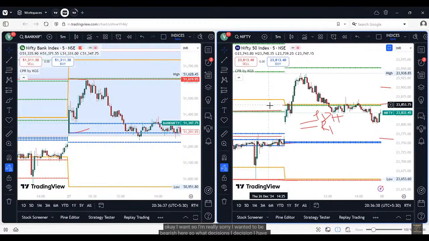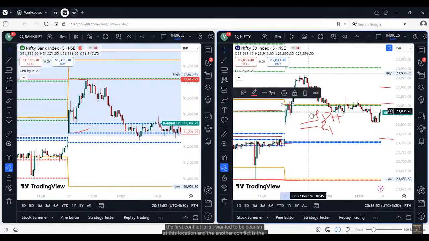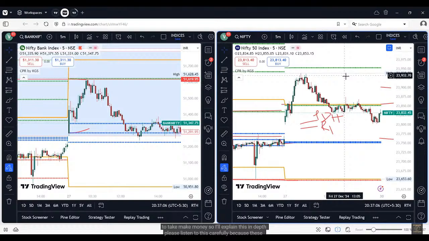So what decision I have to take here, whether I have to be bullish or bearish, because there are two conflicts here. The first conflict is I wanted to be bearish at this location, and the other conflict is the price closed above R1 and the previous day high. So what decision I have to take in Nifty in order to make money? I'll explain this in depth. Please listen to this carefully, because these are like paid content. When you understand this, you will be one step ahead of your trading career.